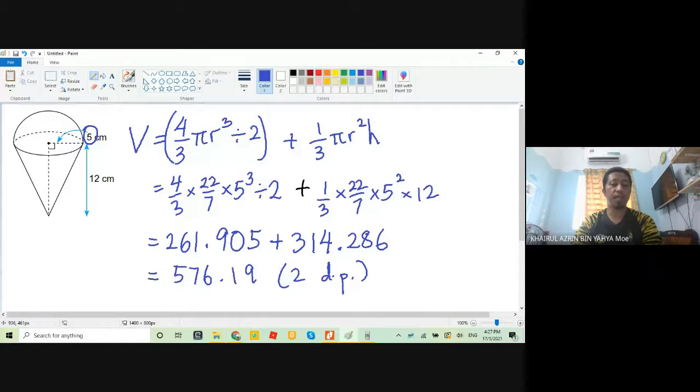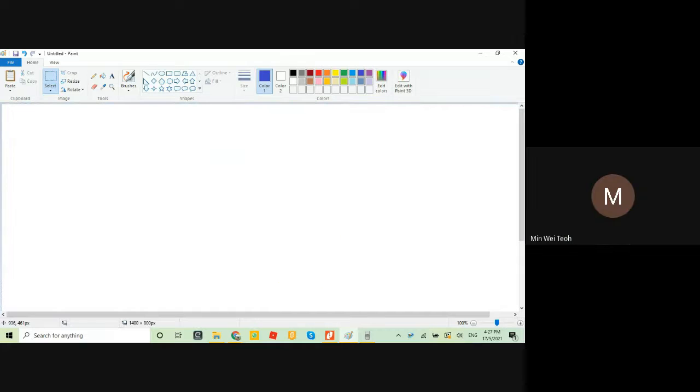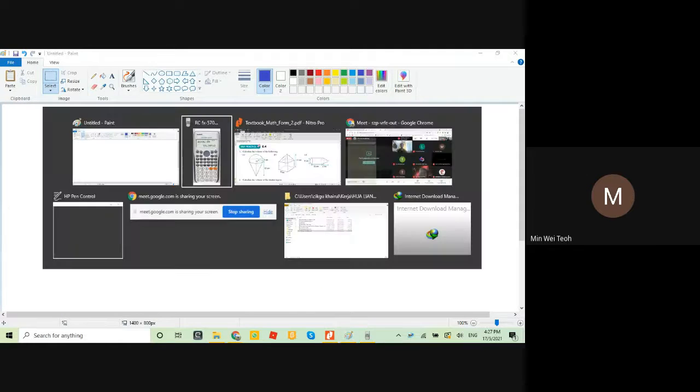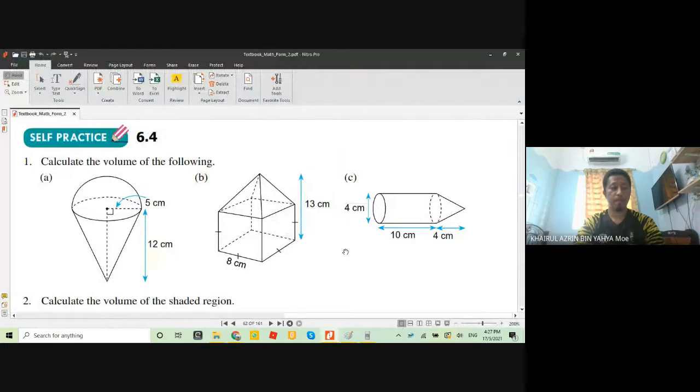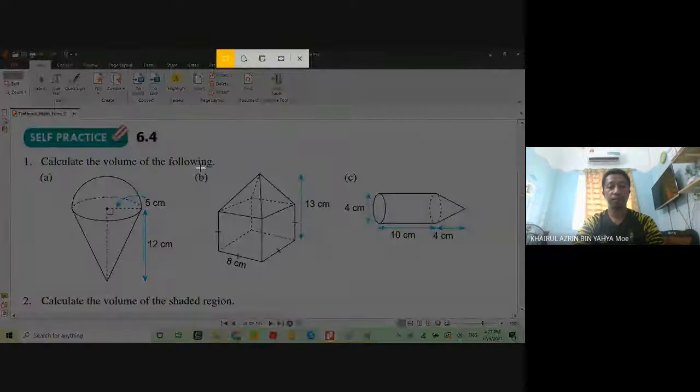So this is how you find the answer and volume for this joint geometrical shape. Okay, so this is question number 1A. I hope you can understand this one. Next we go to question B. Okay, question B. I will copy this one first.